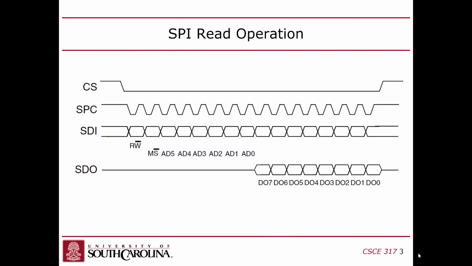An SPI transaction, on the other hand, is all the exchanges that occur while the slave select or chip select is asserted, which obviously can be one or more exchanges. In our case, it's always two or more exchanges.